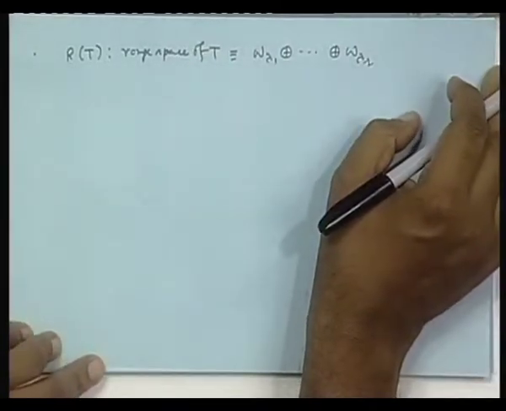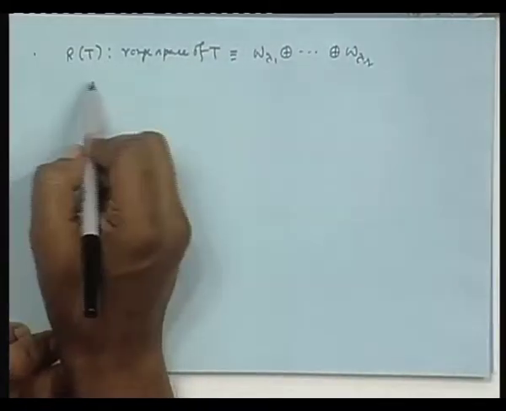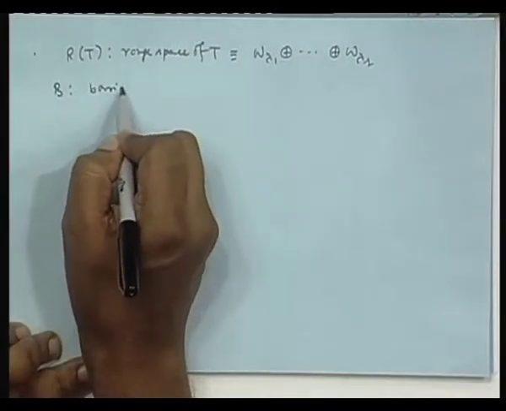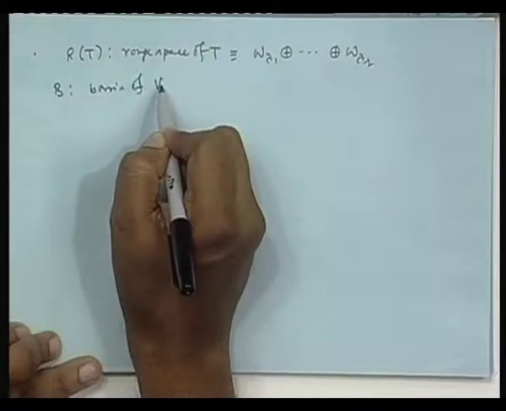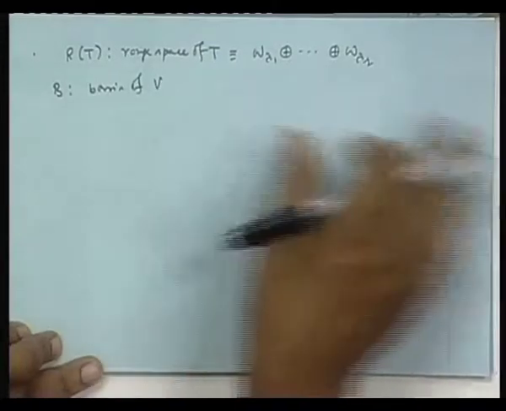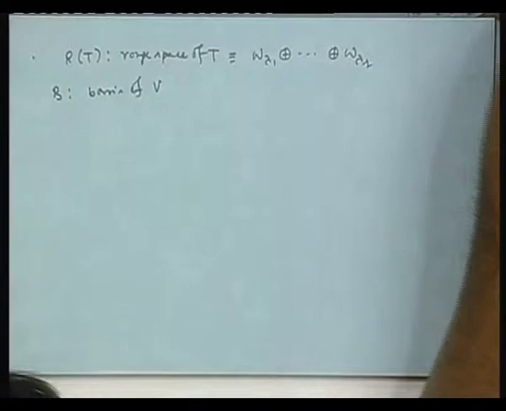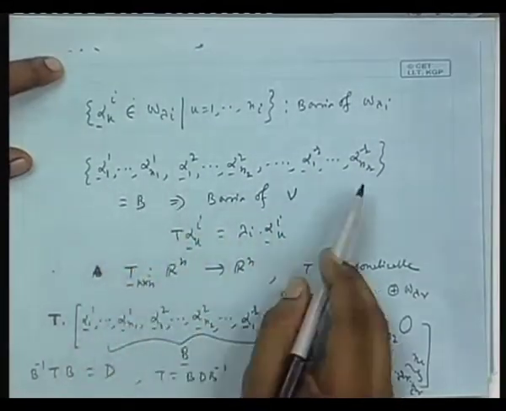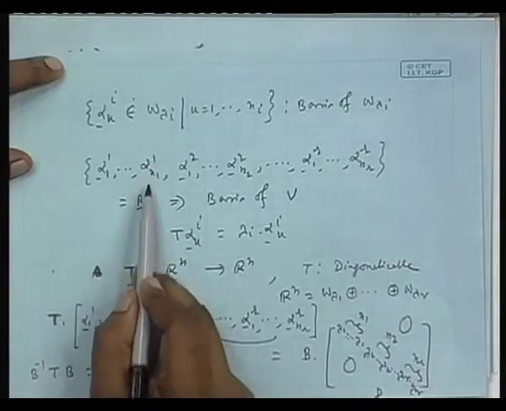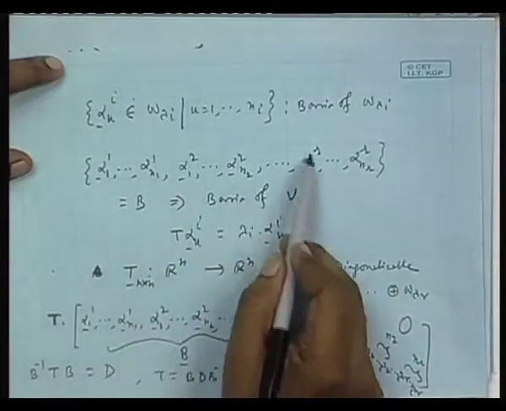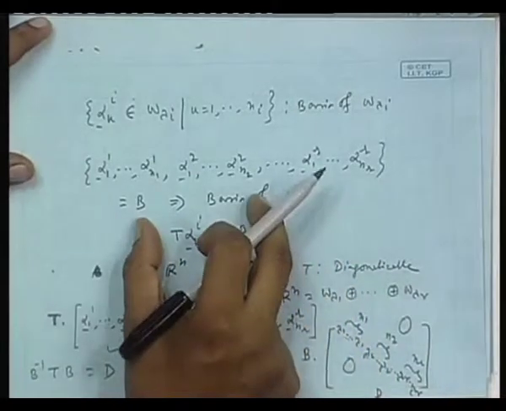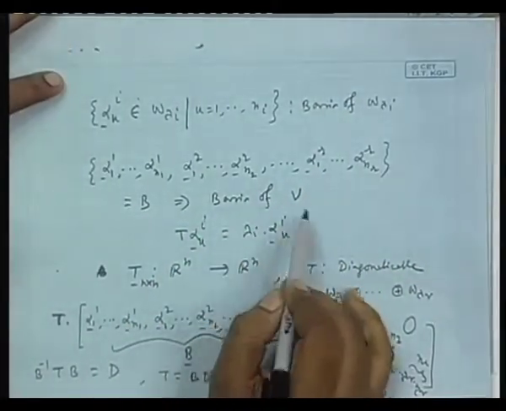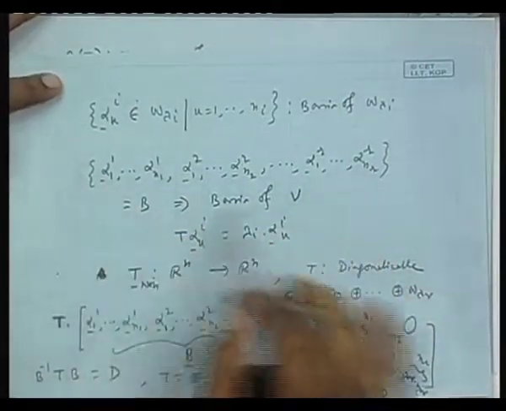How to prove it? Now, we know B as the basis of V. We had already seen it. In case you have forgotten, what was B? We took the basis of each of the eigen subspaces, alpha 1 1 to alpha 1 n 1, then alpha 2 1 to alpha 2 n 2, dot dot dot, up to alpha r n r. That was B. That means, given any vector small v of capital V, we can write it as a linear combination of these.